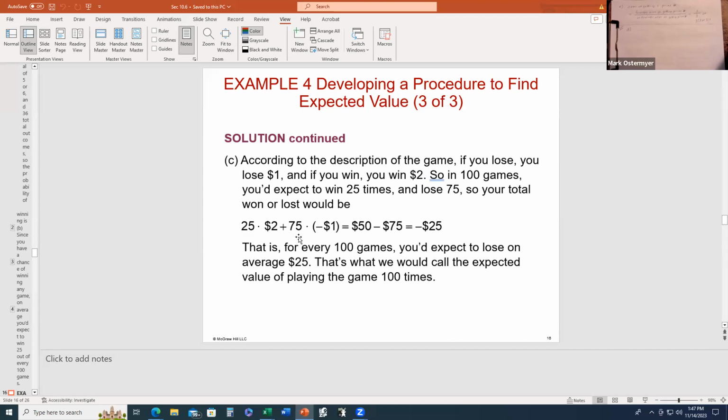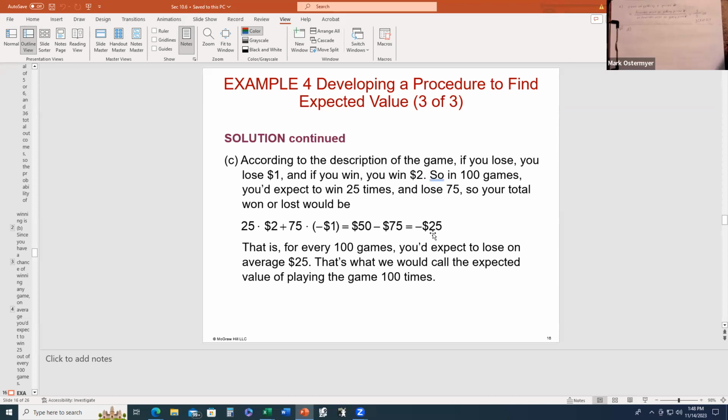But there's a chance we could lose. And if we play this game 100 times, we would lose the game 75 out of 100 times, which means that we would lose 75 times $1, or we would lose $75. Therefore, if we played this game 100 times of rolling these 2 dice, we would expect our earnings or winnings to be minus $25. Meaning, ladies and gentlemen, that if we play this game 100 times, we expect to lose $25.